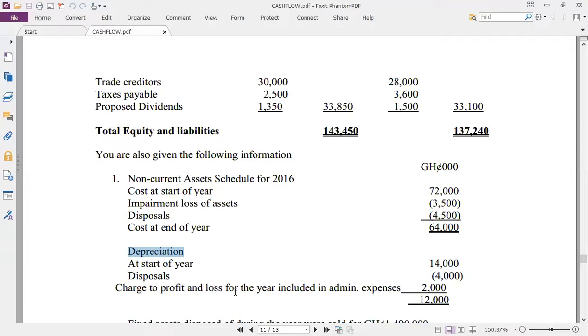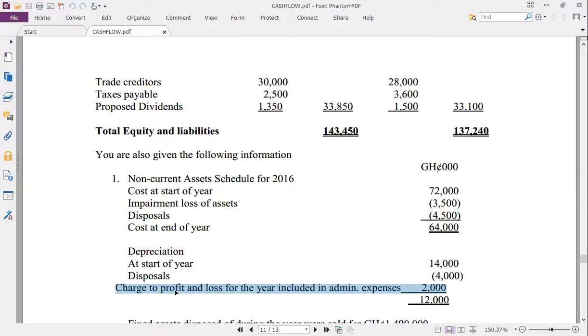Yeah, charge for the year. So charge to profit and loss. That's the depreciation charge for the year, which is what? It has been charged to admin expenses, which is 2,000, right? So that's the depreciation charge for the year. Where do you treat it? You reverse it in where? Good. So the adjustment, you reverse it. So you add back. Then that's all.